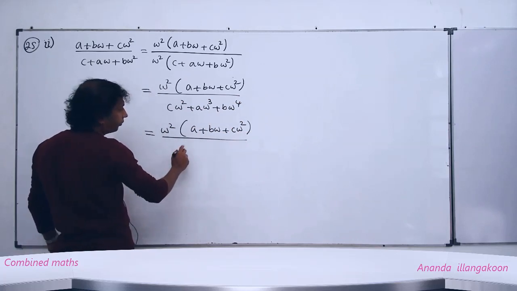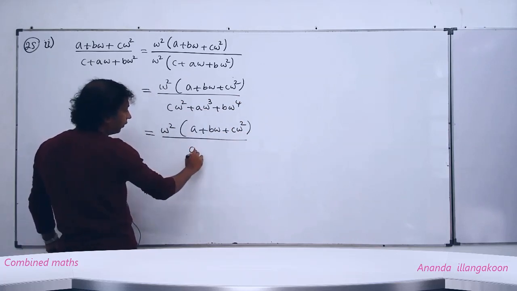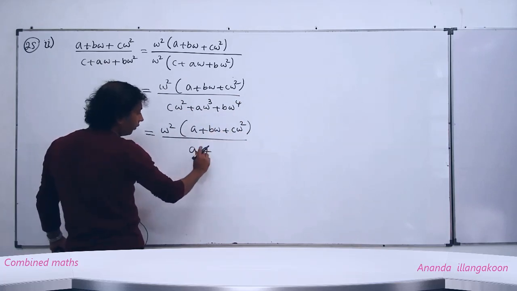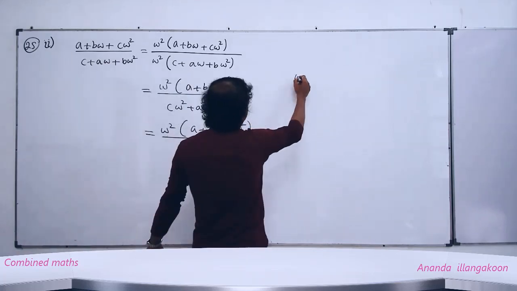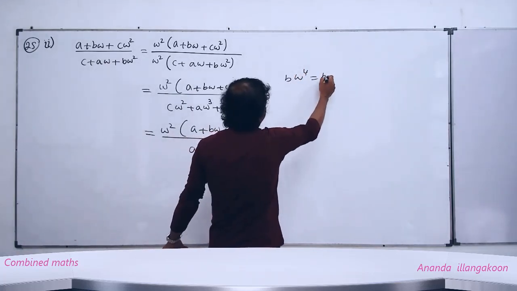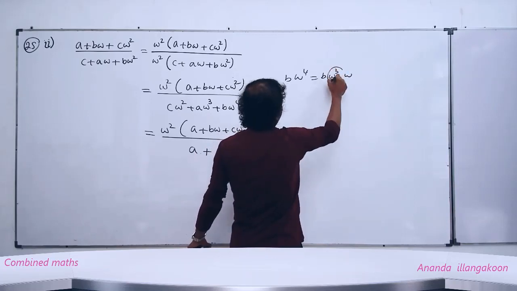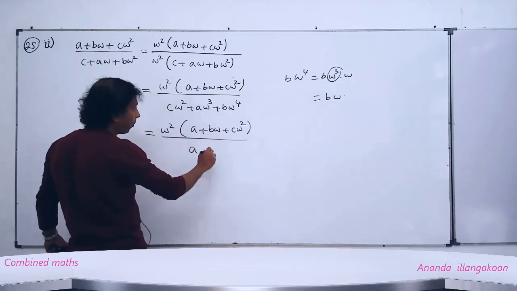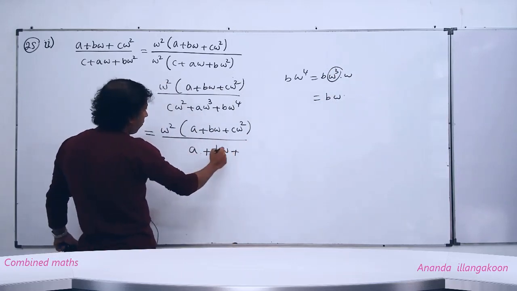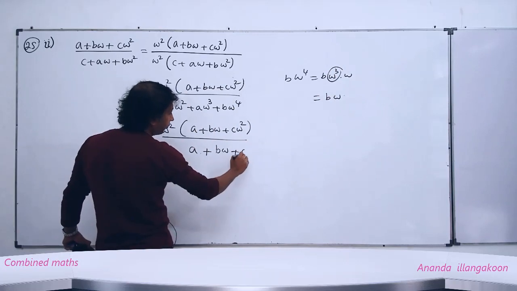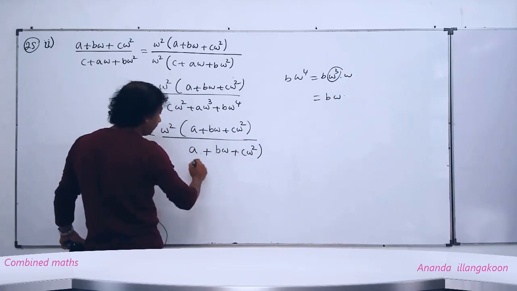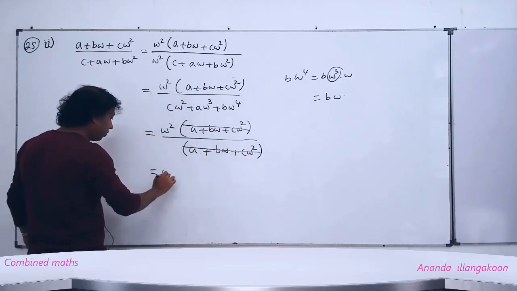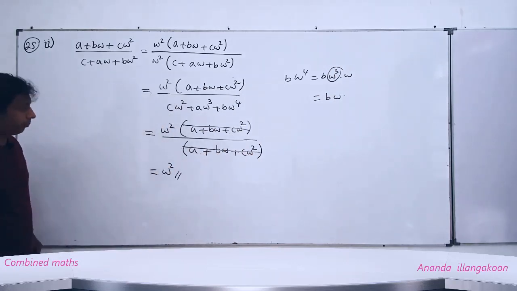Here, omega cube is 1, people. A into 1 is a. b omega 4, I can write that as omega cube into omega. Omega cube is 1, so b omega, and c omega squared. This you can cancel down, people. Then we get omega squared. That's how we show that.